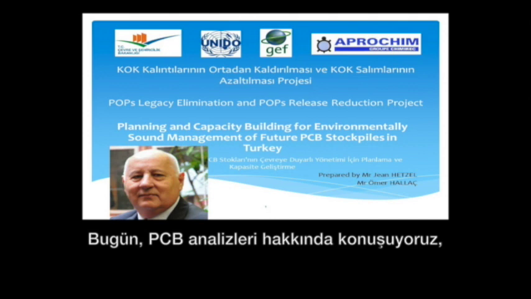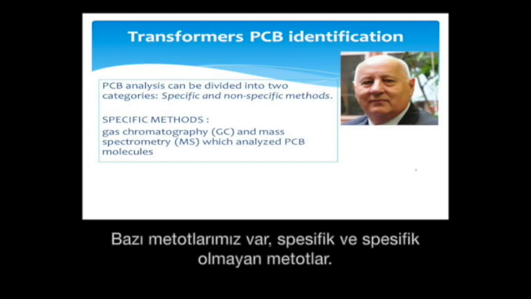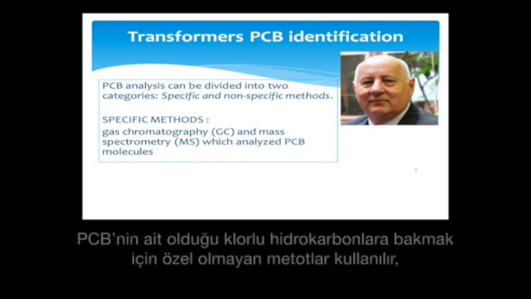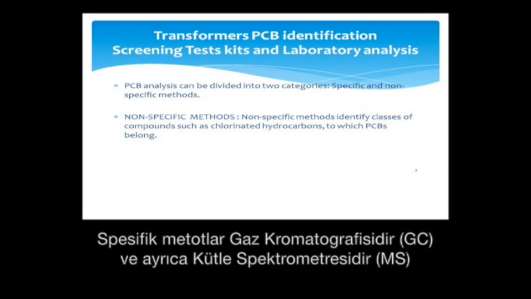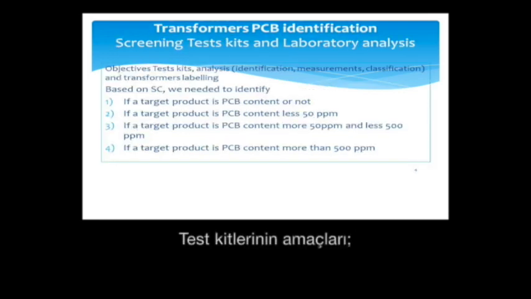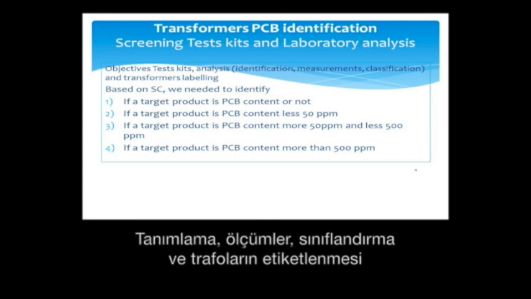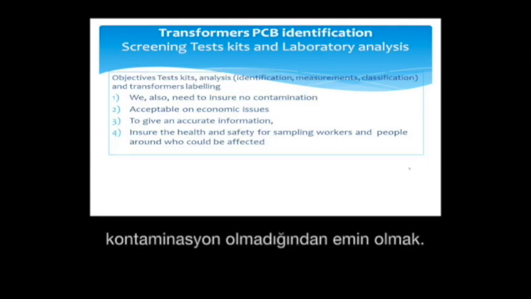Today we are speaking about PCB analysis. We have some methods, specific and non-specific. Non-specific methods are used to look at the chlorine hydrocarbon to see if it belongs to PCB. Specific methods are gas chromatography and also mass spectrometry. The objectives of the test kit are identification, measurement, classification, and transformer labeling.